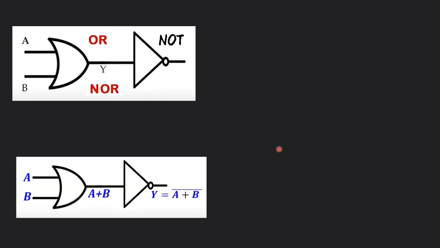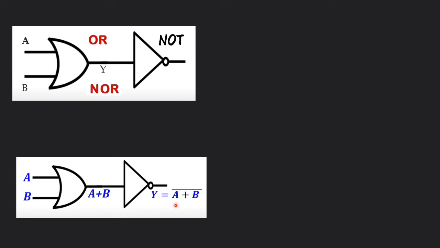This figure shows the symbolic representation of an OR gate. In the OR gate there are two inputs, one is A and the second one is B. The output of the OR gate is indicated as Y. The output of this OR gate is feeding to the input of a NOT gate, and this combination is known as the NOR gate. In the NOR gate, the Boolean algebra is indicated as Y is equal to A plus B bar.